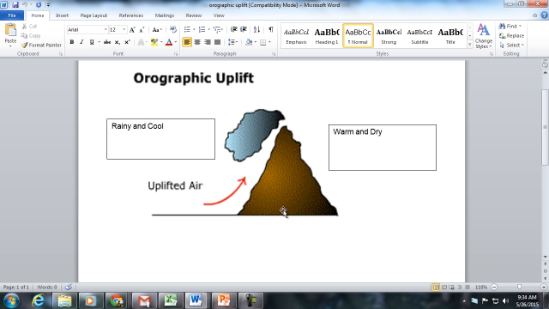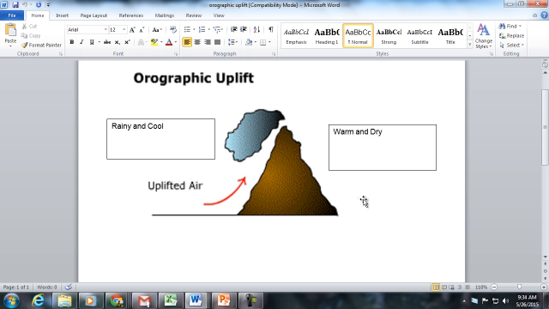Now, we don't experience this very much because we don't live by the mountains. But what happens is when we have the warm air coming through, it uplifts because it's less dense, and it obviously condenses, and then it will rain. So the left side of the mountain is usually rainier and cooler. And you can see that it says rainy and cool. You might want to even draw some raindrops right here.